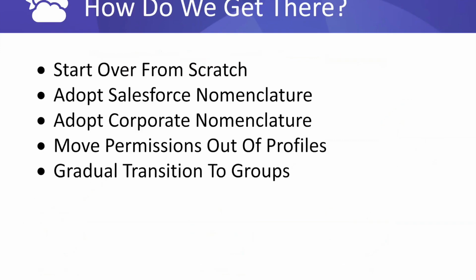So the question is, how do you get there? A lot of people have older orgs especially, they're very complex, and they need to get to this ideal methodology, but getting there can be very tough. So you could start over from scratch. That's probably not an option for most people. You could adopt the proper nomenclature, Salesforce and corporate. You could start moving permissions out of profiles, gradually transition to groups. These are all sort of the techniques that we're going to show you with our tool that you can do.